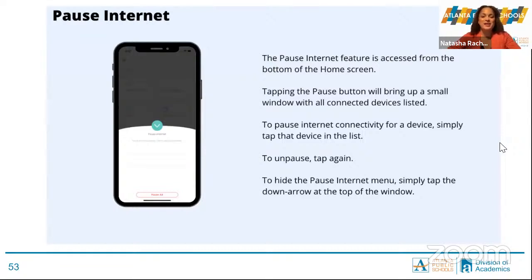And the last one is pausing the internet. So this button here allows you to just pause the internet. It pauses that internet connectivity and it just allows them to have access to the device without that internet connection. Another way you can manage your child's device. Next slide.